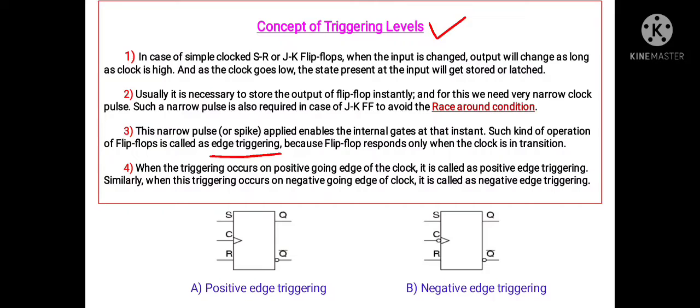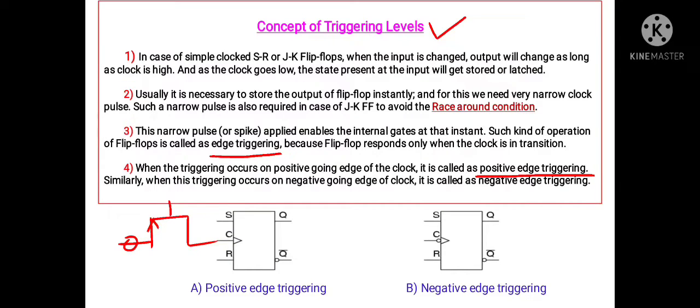in transition state. When the triggering occurs on positive going edge of the clock, it is called as positive edge triggering. That means if we take example of clock pulse like this, in this case this is 0 state and this is 1 state. So when this clock signal changes its state from 0 to 1, that means in upward direction, then this is called as positive edge triggering.